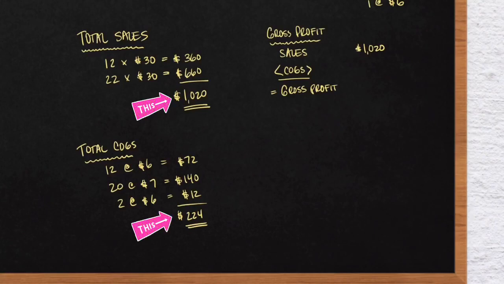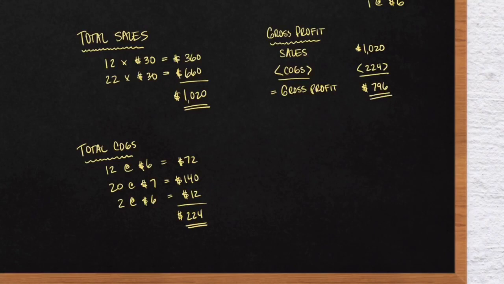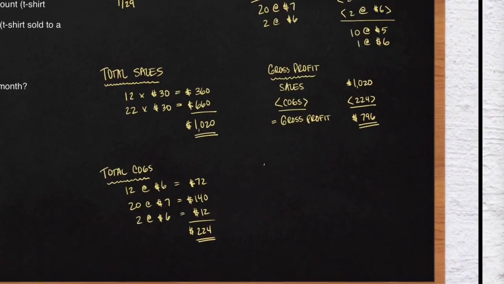And our cost of goods sold number is $224. You want to subtract that because cost of goods sold is considered an expense on the income statement. So after taking the difference between the two, you should equal $796. That is your gross profit for the month.